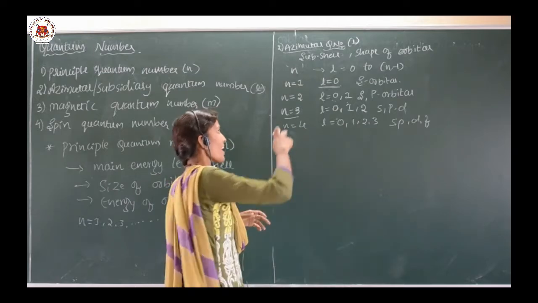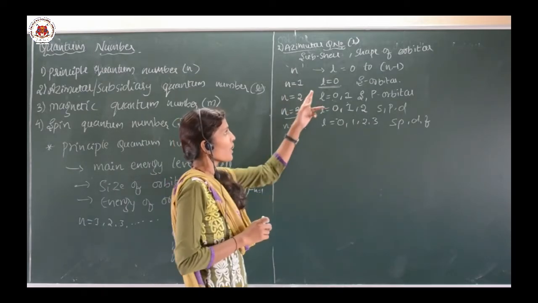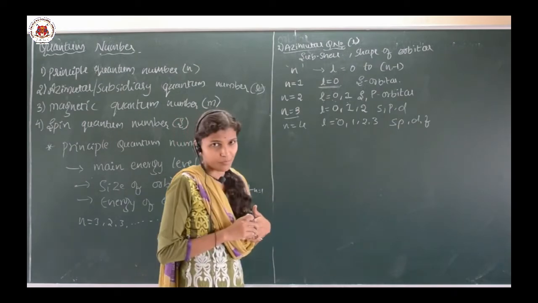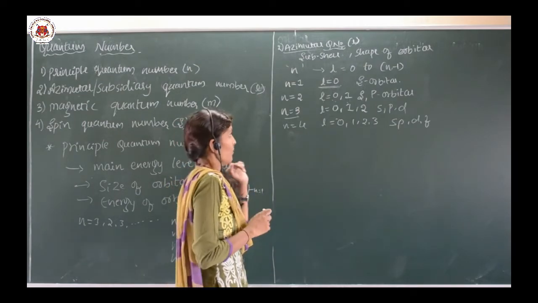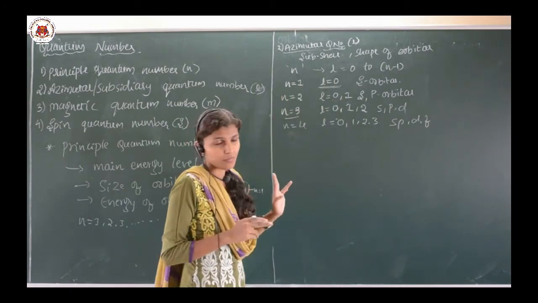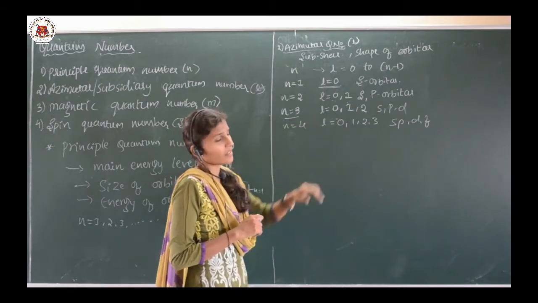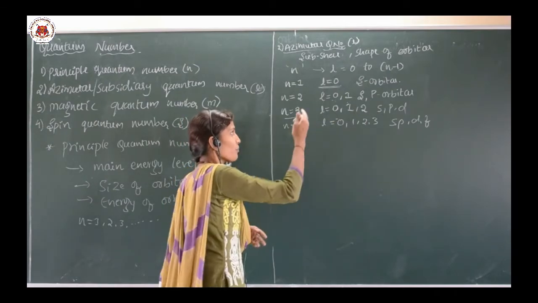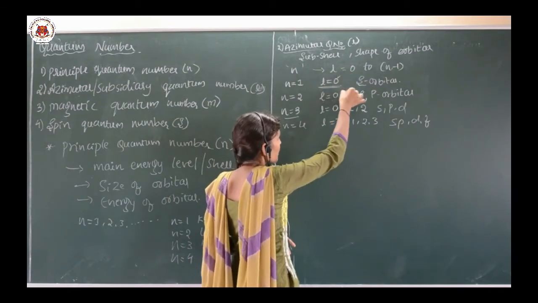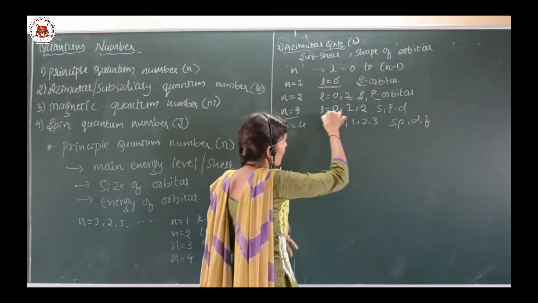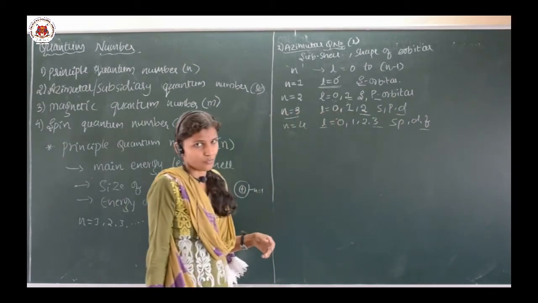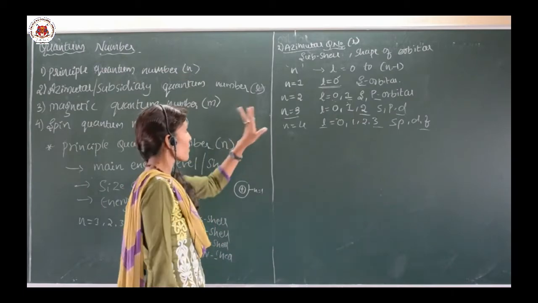Suppose the value of n is equal to 1, it means the l value will be 0 and it indicates the s orbital or s subshell. Clear? And then if n is equal to 2, it means l can take two values. If n is equal to 3, it means l can take three values 0, 1, 2. Keep in mind that when l is equal to 0, that will be s, when l is equal to 1, that will be p, when l is equal to 2, that will be d, when l is equal to 3, that will be f. Clear? So, this is the second quantum number.